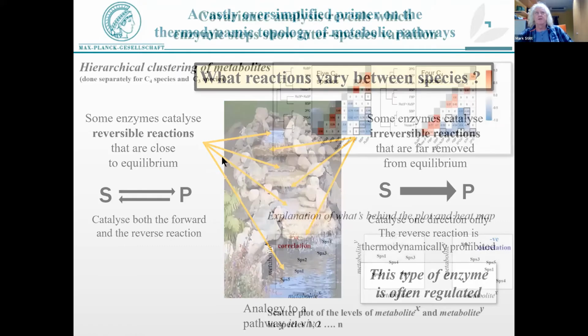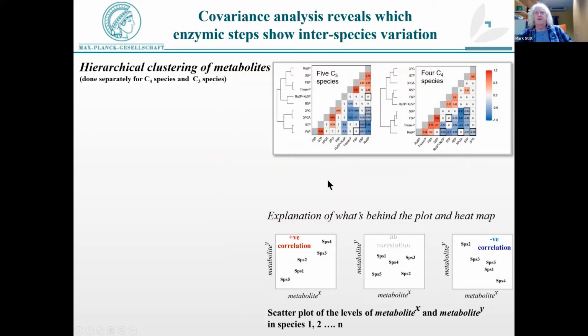So now let's go to our data set. Now what we've done here is we've just asked for each pair of metabolites, are they correlated across the species? Are they unrelated? Or are they actually showing a negative correlation between the species? And this is shown in this heat map up here. Everything that is red is positively correlated. Everything that is blue is negatively correlated. And the white stuff is in the middle.